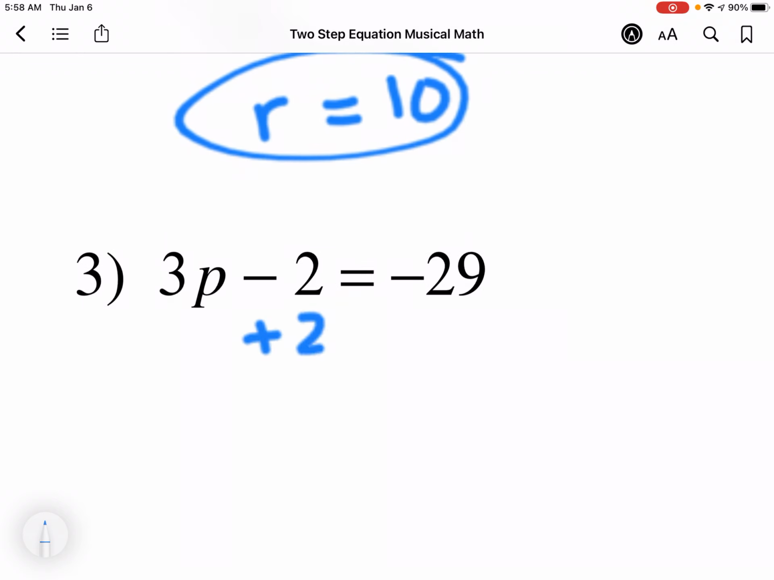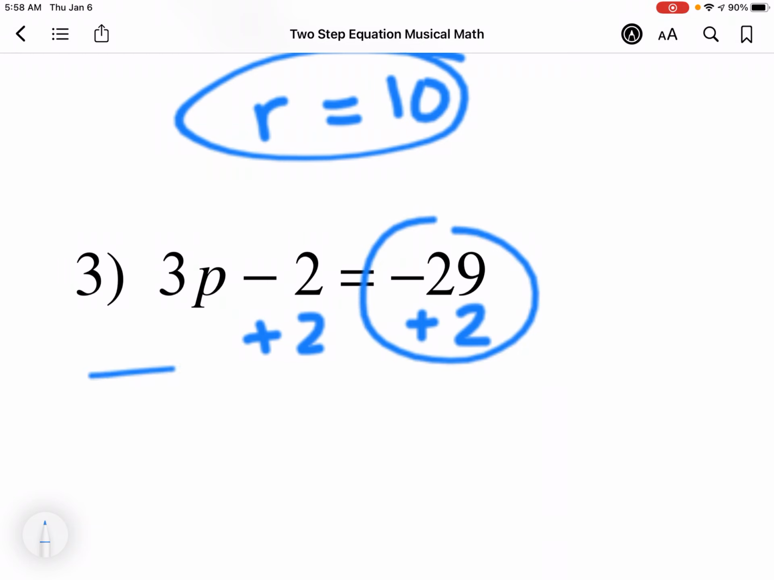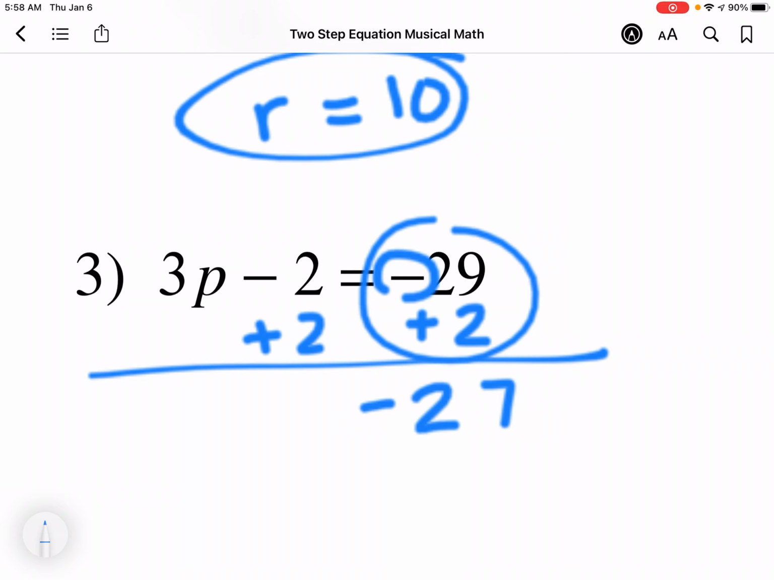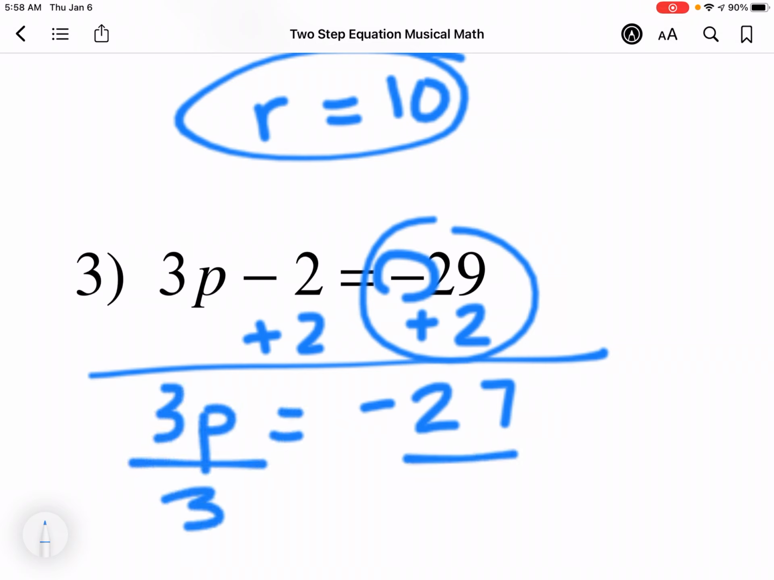We're adding 2. My signs are different, so I have to subtract. And it's going to be negative because my signs are different. Divide by that constant.